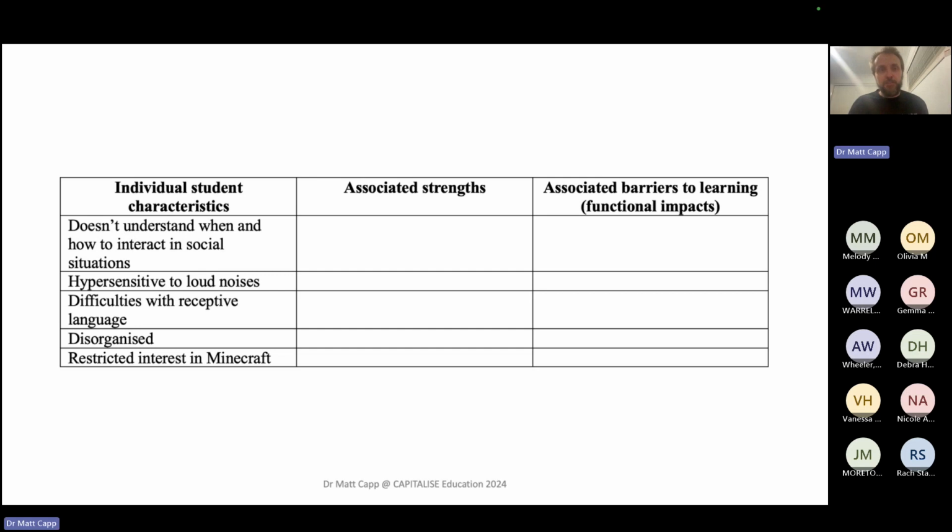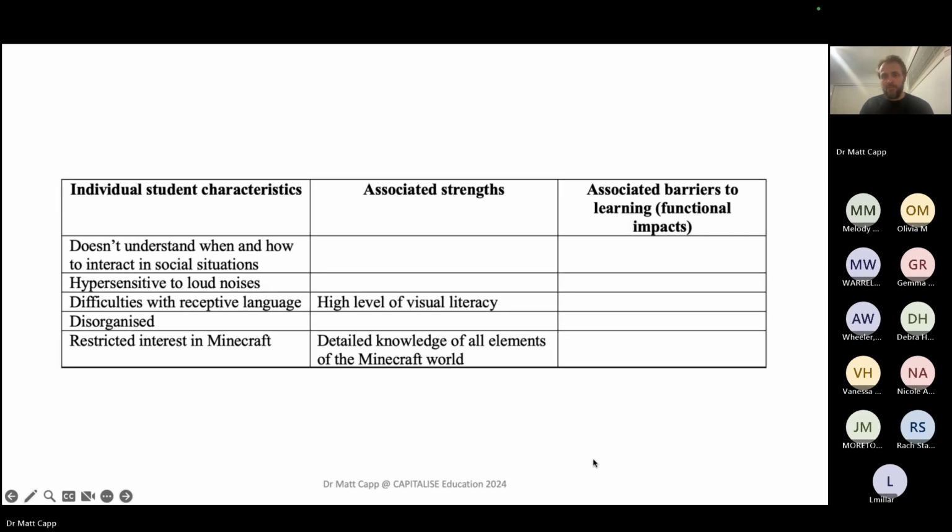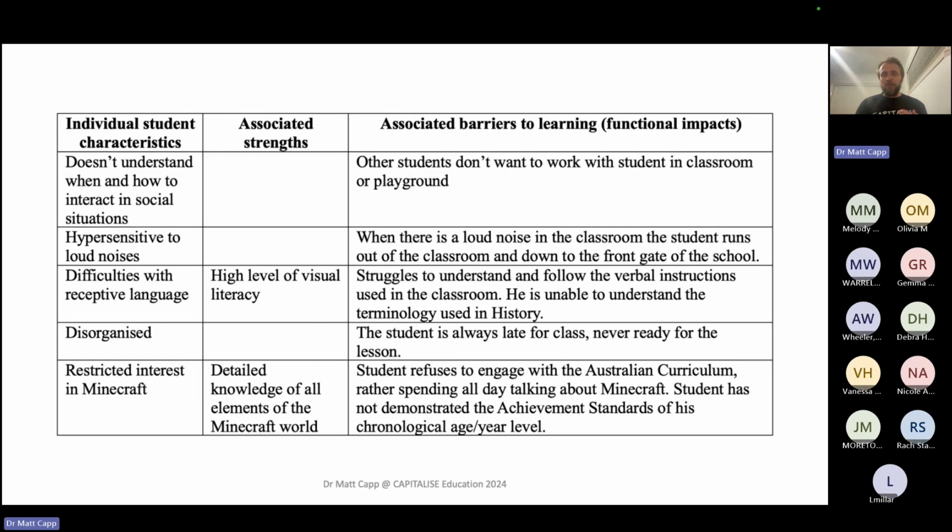So we start with individual student characteristics and think about what we see of those students in our class, then moving to associated strengths. We start with strengths, because if we start with the functional impacts, there's a tendency to move into the negative very quickly, and we end up in this spiral of negativity. Then moving into what are their associated barriers to learning or functional impacts. Once again, these allow us to target our differentiated instruction strategies.